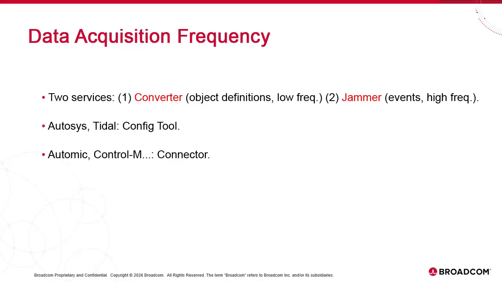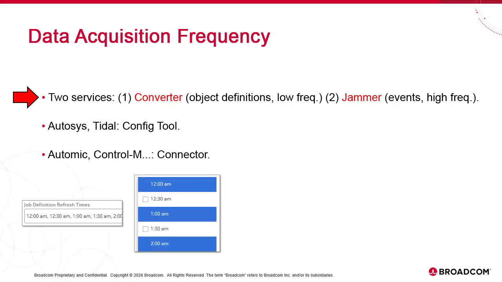Data acquisition cycles have to be defined irrespective of the type of scheduler. There are two polling services. The first is the converter. This converts data streams like job definitions, which are inherently static, and so polling is set on a very low frequency, say once a day, so as to not impact performance. On the other hand, the jammer service acquires events, which are volatile data streams. Potentially tens of thousands of jobs execute every hour. The jammer will run on a much tighter cycle, say 30 seconds.